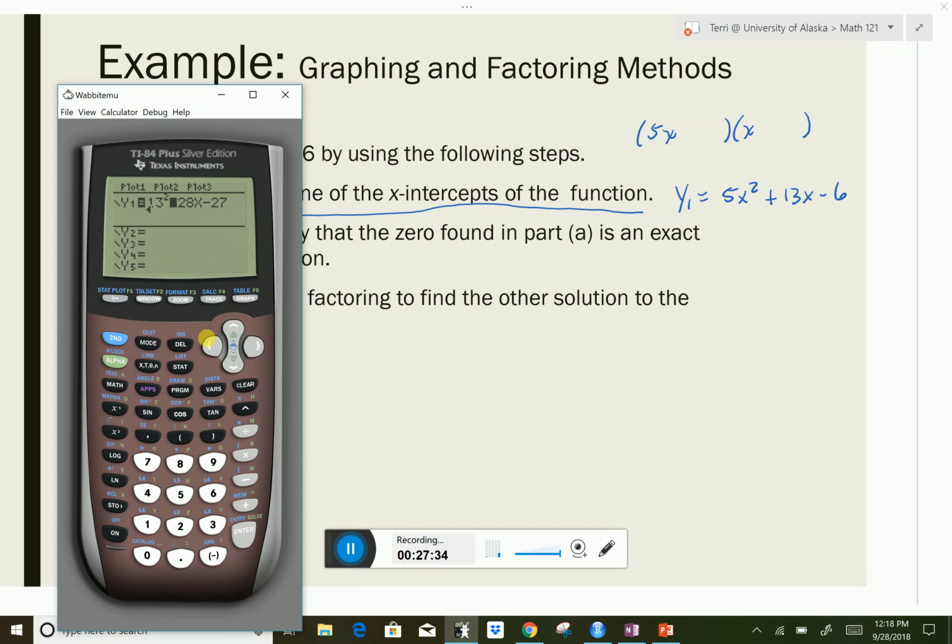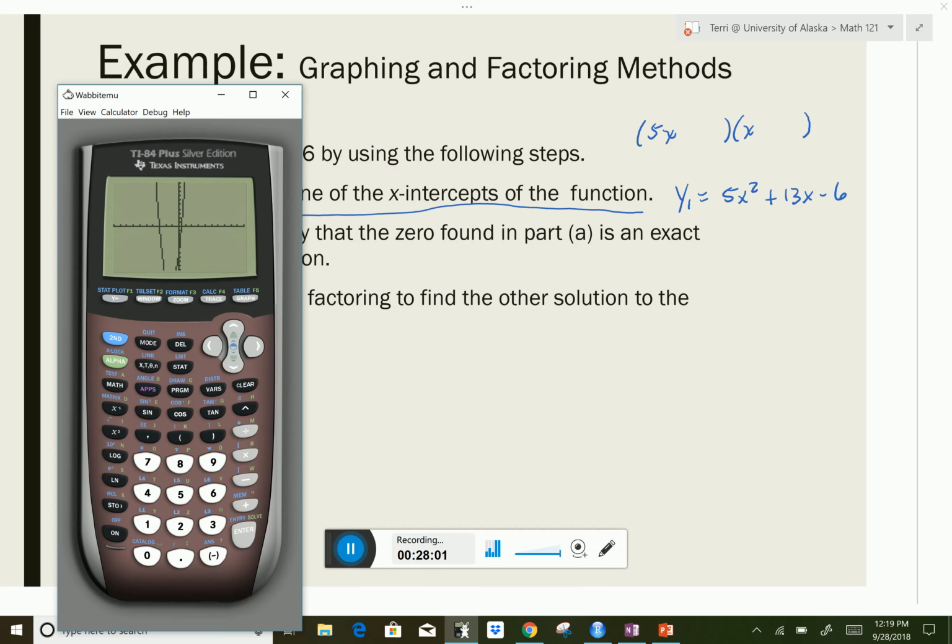All right, machine. Okay. Delete, and there we go. Does that look right now? All right, we got half of it. 13x minus 6. Okay, so we put that in there. I'm just going to zoom this to standard now. Zoom 6. See what it looks like.